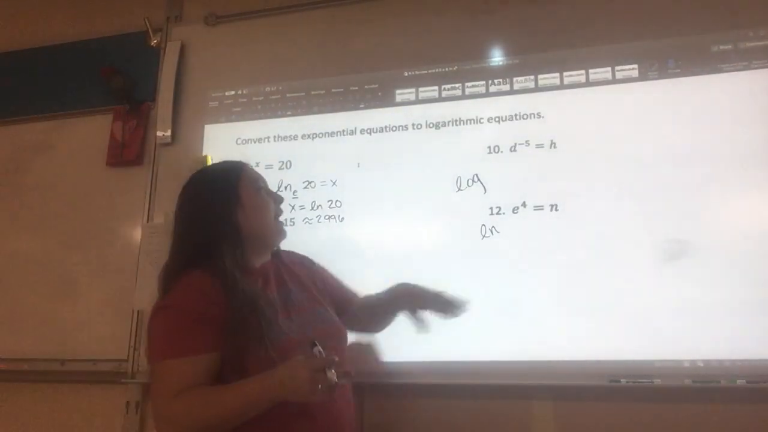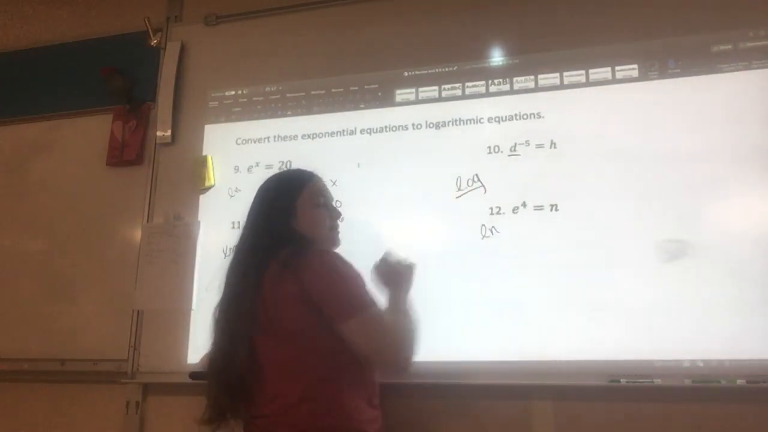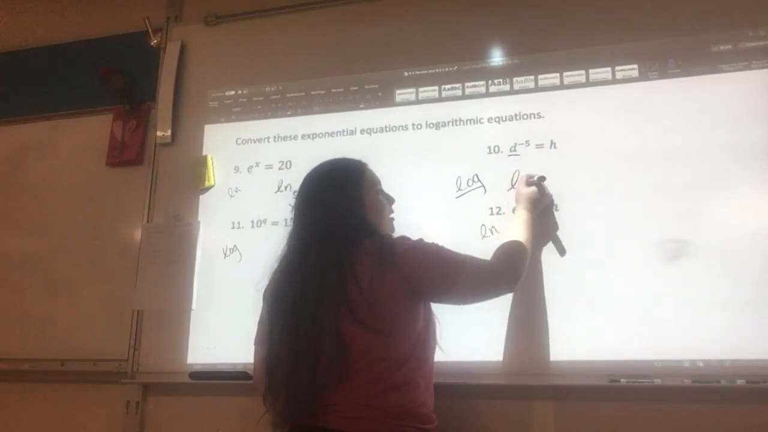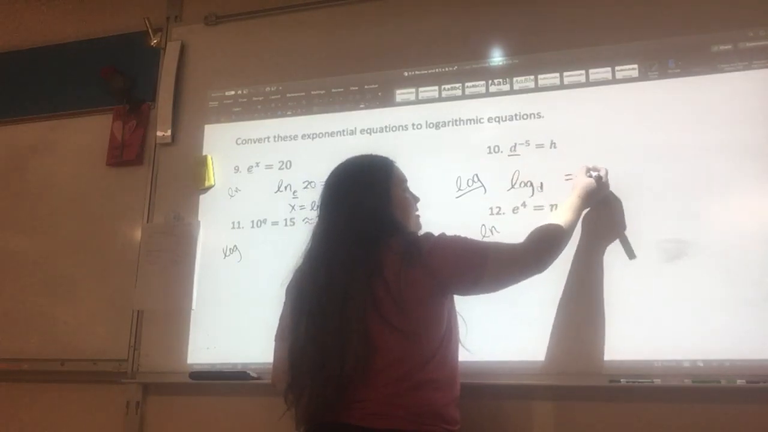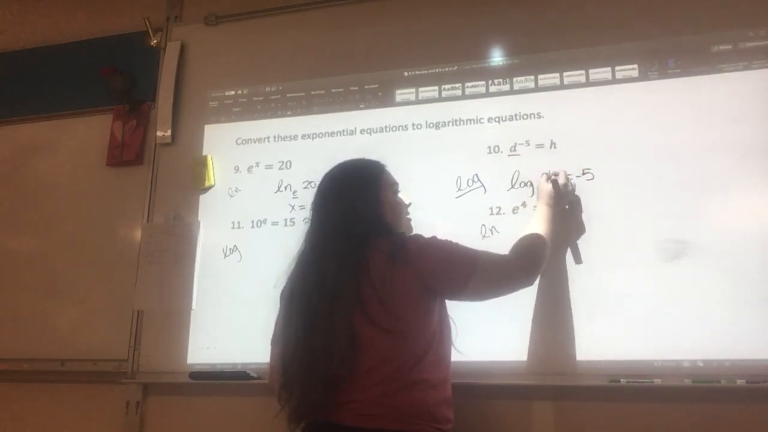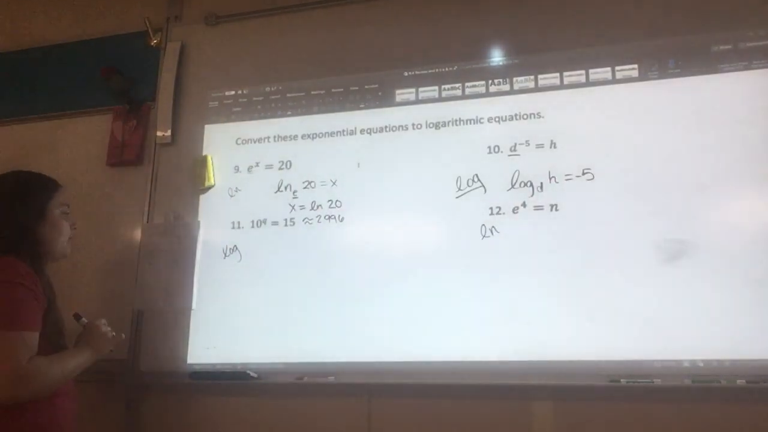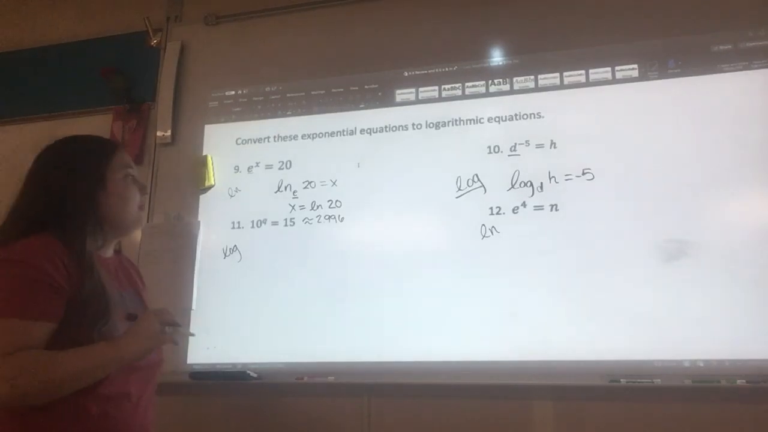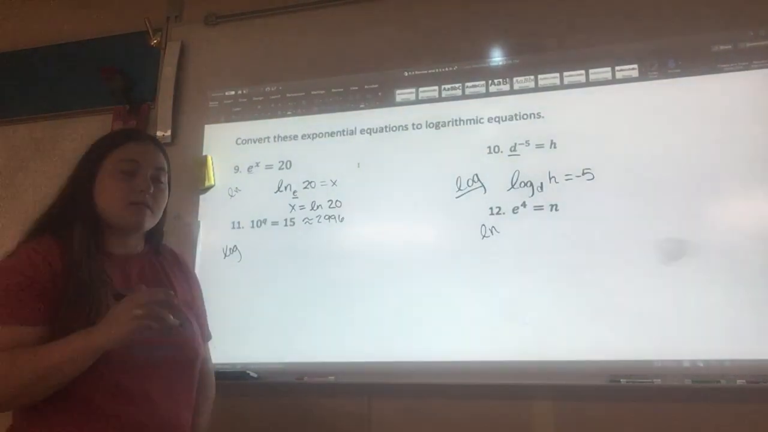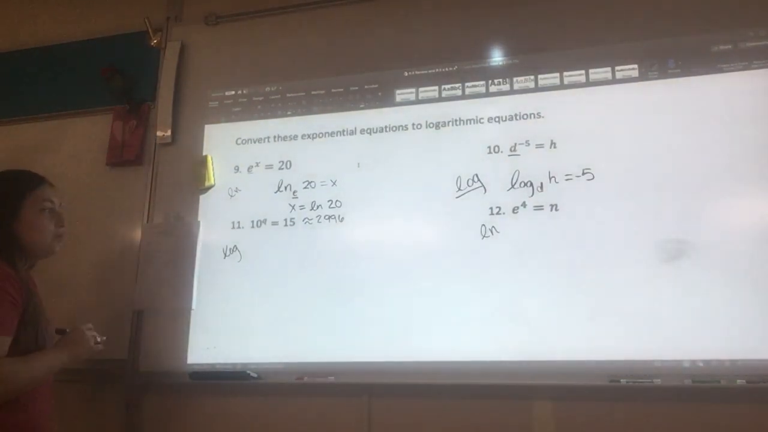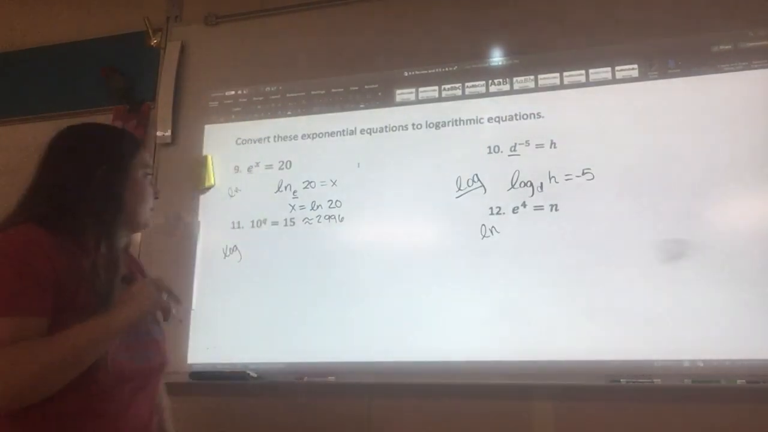So number 10 has a base of d. Since it's not e, we know it has to be log. So we do log base d. Again, our exponent is what we have to equal. So our h has to be here. So log d of h equals -5. You are understanding so far. I'd like you to take the time to do these other 2 and then check your answers with me in just a moment. So go ahead and pause your video. You should be doing that throughout just so you can see how well you're doing, but again, first lesson.